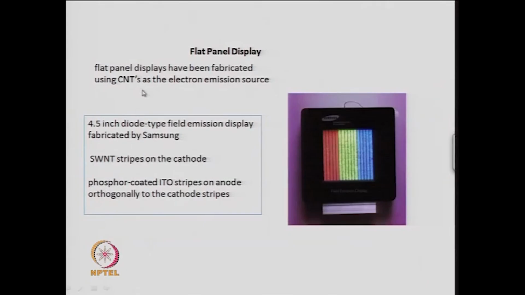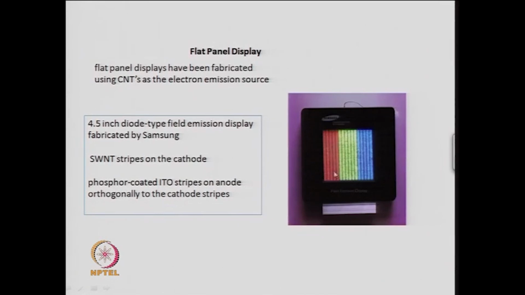For example, using carbon nanotube as the electron emission source, people have made a 4.5 inch diode type field emission display. This was fabricated by Samsung, and you have single wall nanotubes stripes on the surface, and then you have got phosphor coated ITO stripes on the anode. So, the single wall nanotubes are on the cathode, whereas you have phosphor coated ITO stripes on the anode, which is perpendicular to the cathode.